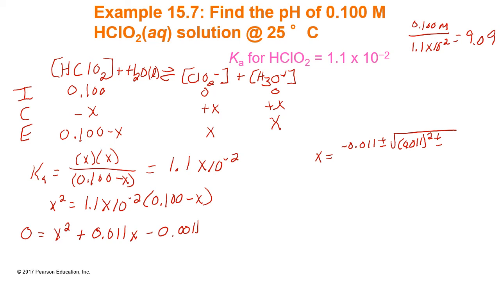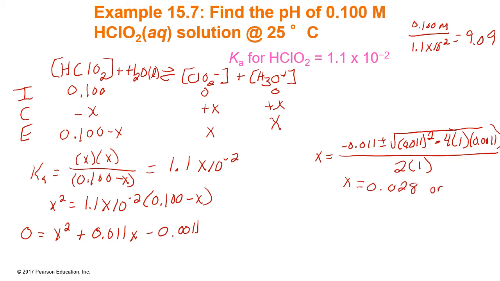negative b plus or minus the square root of b squared minus 4AC, all divided by 2A. Solving this problem, we have two possibilities. Our X is equal to 0.028 or negative 0.039. Because we can't have a negative concentration, it will not be that value. It'll be the positive value.